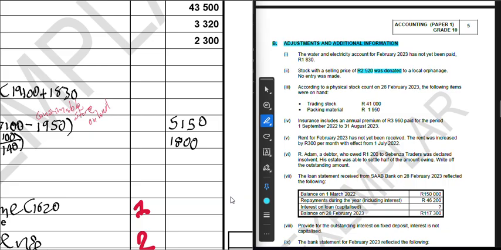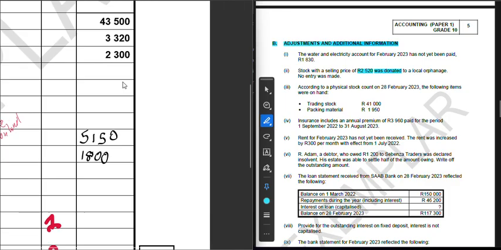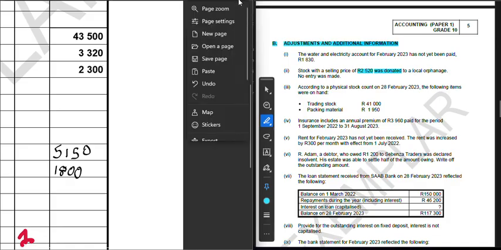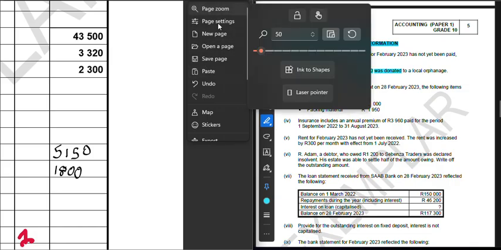Now the next one right here, we need to have space and do calculations specifically for trading stock, as it is not part of the items that we can have in a calculation inside the statement of comprehensive income. Sorry about the delay. Right, now we're going to use this little space right here. I'm going to increase the size a bit so that my writing can be a little bit bigger.